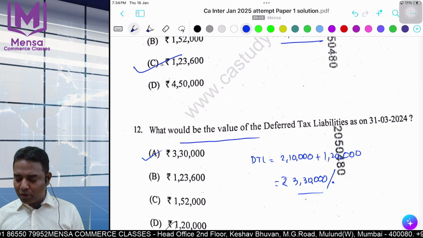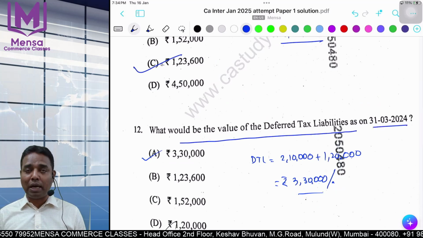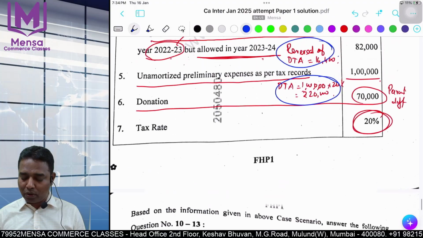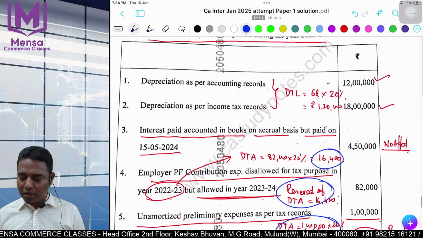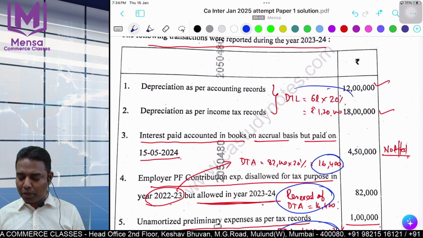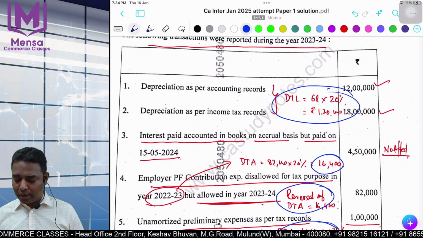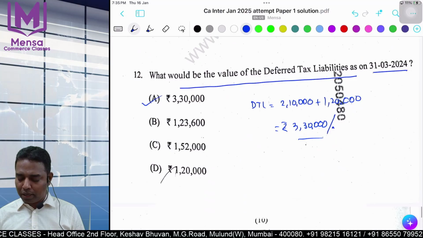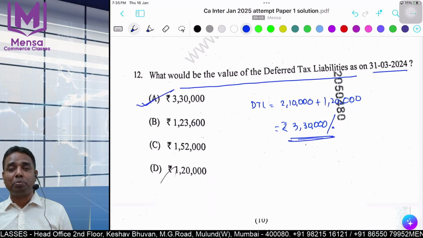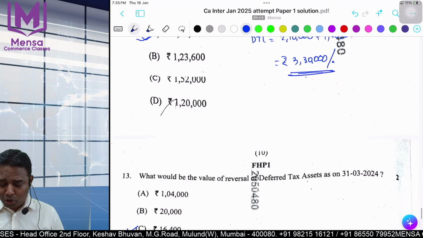What will be the value of DTL on 31st March? How much was the balance in DTL on 31st March? It was 2,10,000. And where is the additional DTL coming from? Depreciation 1,20,000, nothing else. So 2,10,000 plus 1,20,000 is 3,30,000. That is your option number A. Let's move on to the next one.